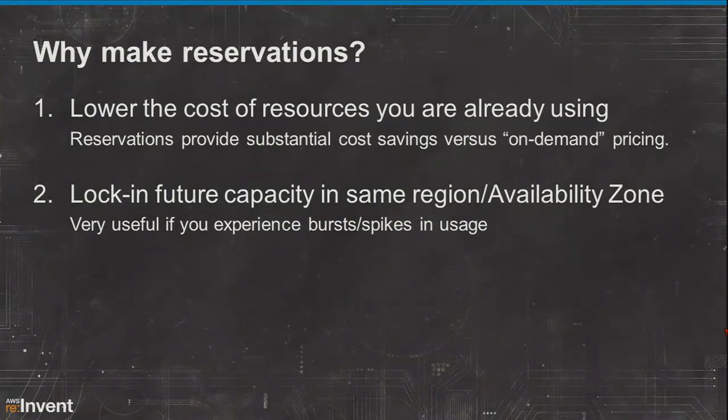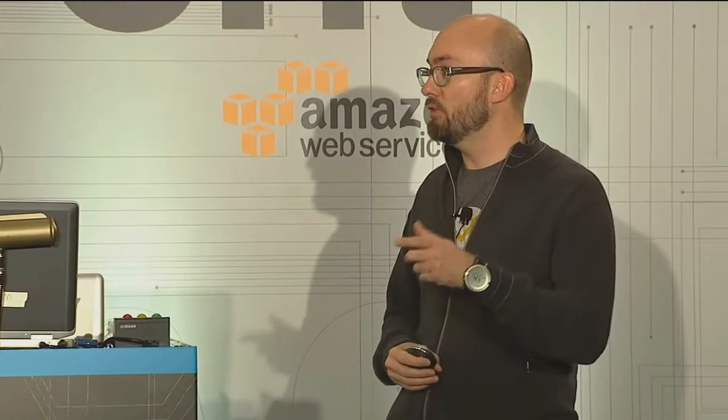All right, so second reason why you may want to make a reservation. You may want to lock in future capacity in an availability zone. This is really helpful if you have auto-scaling and you experience a lot of bursts or spikes in usage. So let's say you're running most of your infrastructure in US East 1A, and you're running a social networking app, and as things start to go viral or Facebook posts hit or whatever it is, you see these massive spikes in usage. And so you auto-scale up to support those. Awesome.